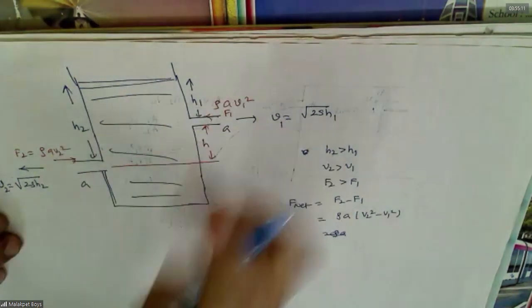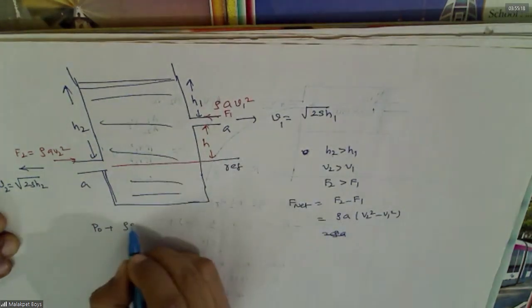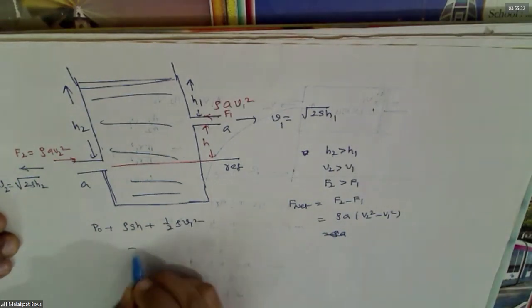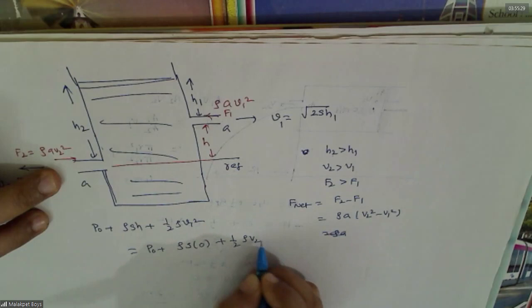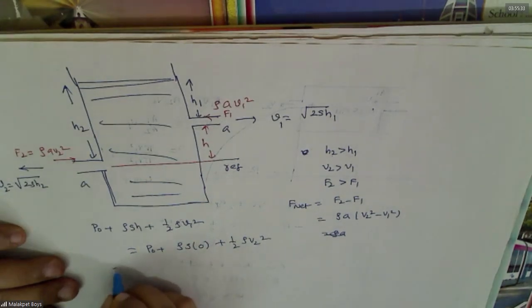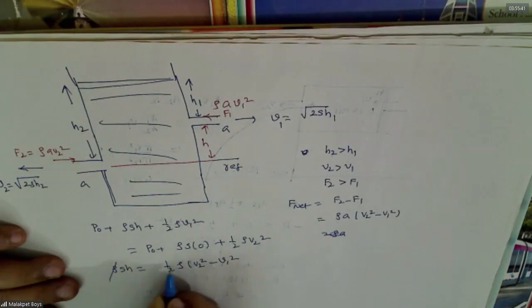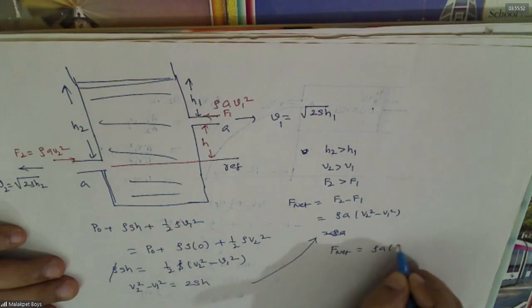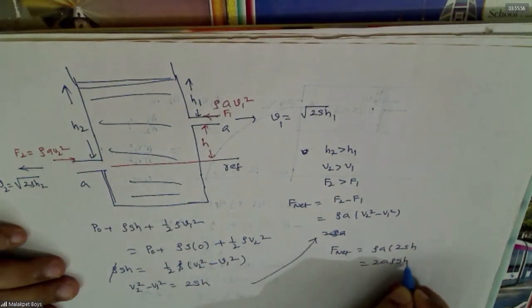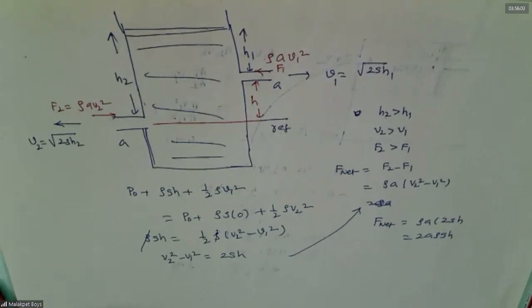Now you can apply Bernoulli's principle. Here what you have? P naught plus, if you take this as a reference, rho g h plus a half rho v1 square. Here it is atmospheric pressure, rho g, difference line is this, half rho v2 square. Do you agree with this? Therefore, rho g h is nothing but half rho, v2 square minus v1 square. So what is v2 square minus v1 square? 2gh. Substitute here. Understood this? Any doubt? Yes, sir. No, sir.